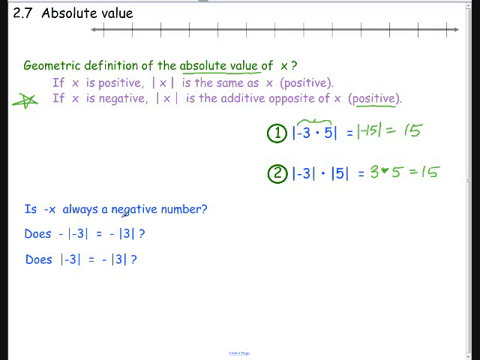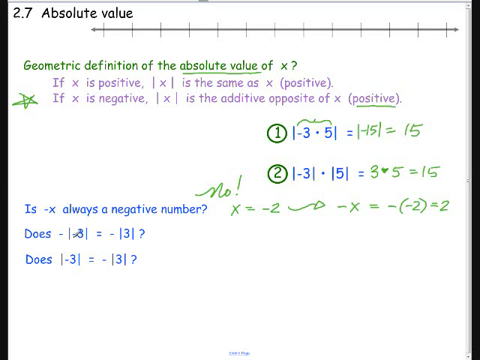Is negative x always a negative number? Well, suppose x equals negative 2. If that's the case, then a negative x equals the negative of negative 2, which becomes positive. So clearly, negative x is not always a negative number, so our answer is no.